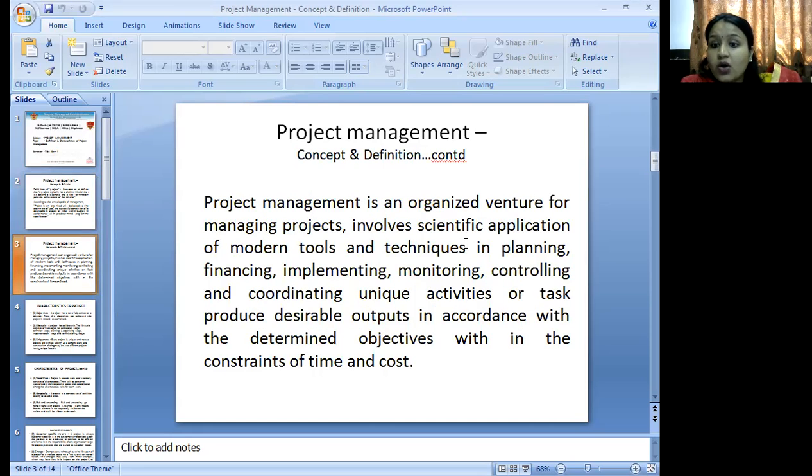Project management is an organized venture for managing a project. It involves the scientific application of modern tools and techniques in planning, financing, implementing, monitoring, controlling, and coordinating a unique activity or task to produce the desirable output in accordance with the determined objective within the constraints of time and cost.